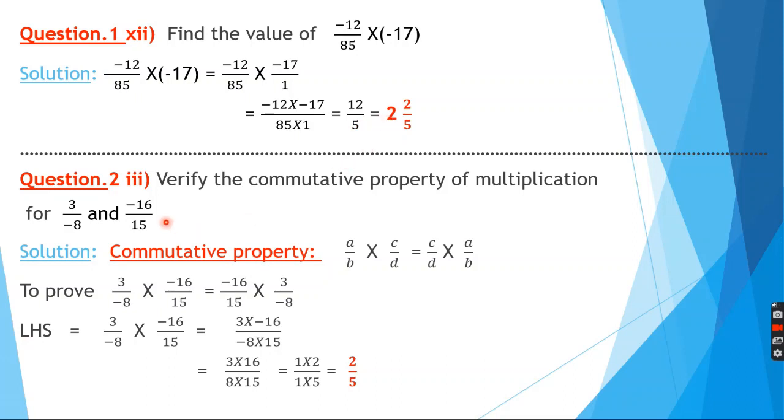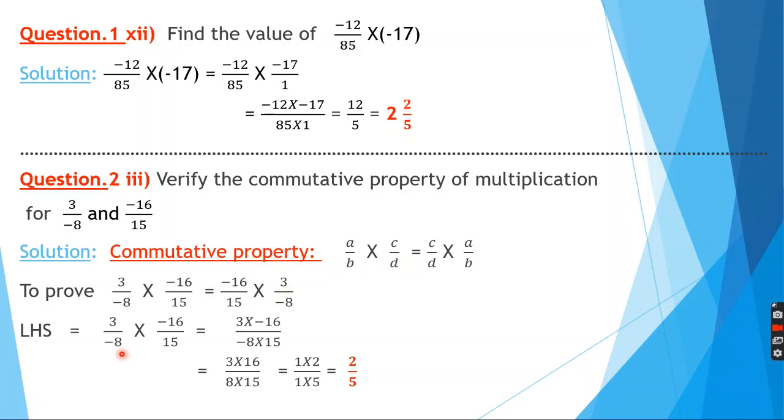Next question is exercise question number 2, third part. Verify the commutative property of multiplication for 3 by minus 8 and minus 16 by 15. Commutative property, we know a by b into c by d is equal to c by d into a by b. That we have to prove, that is, LHS is equal to RHS.